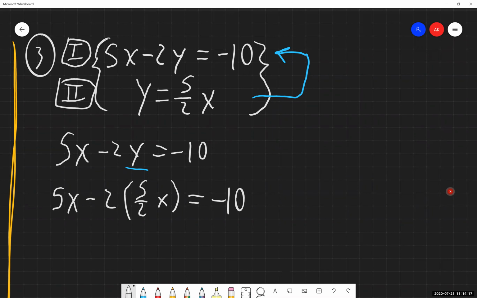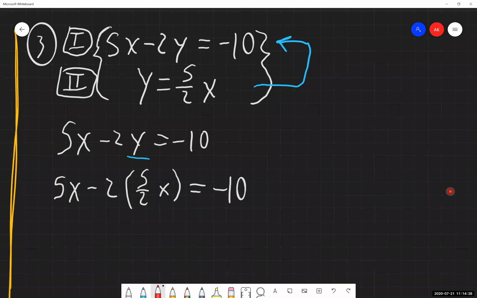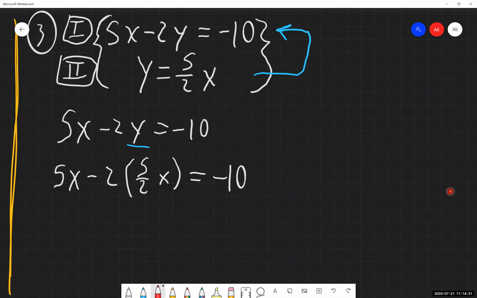So now from here, we have 5x minus 2 times the quantity 5 over 2x. We have a 2 written out front, and we have a 2 down below with our fraction. Remember that any whole number is implied to be over 1. So with a 2 on top and a 2 down below, those are going to cancel and become 1s. So really I have 5x minus 1 times 5x. So really I have 5x minus 5x is equal to negative 10.